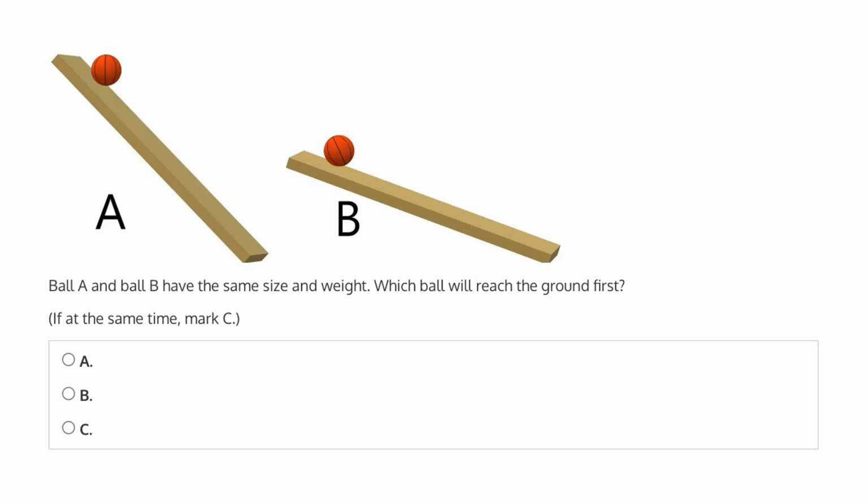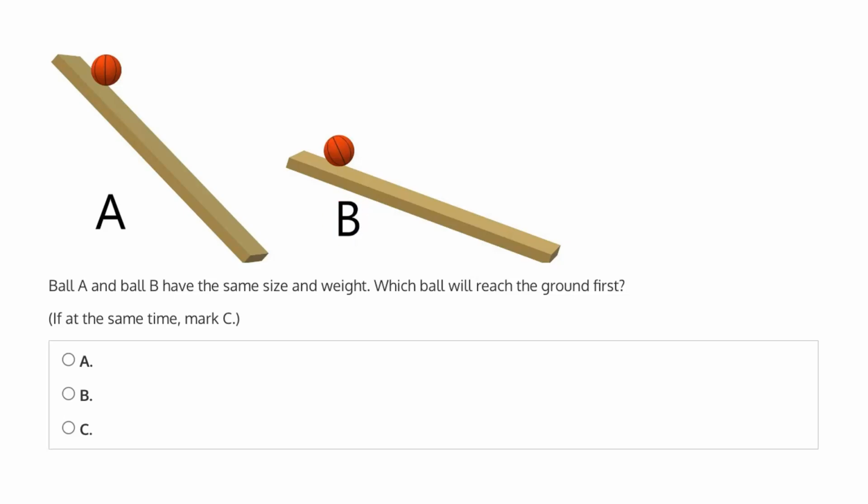So first of all, what are the differences between A and B? Well, we know the balls are the same, they have the same size and weight, but the angle that the planks are at is different, where A has a steeper incline and B has a less steep incline.